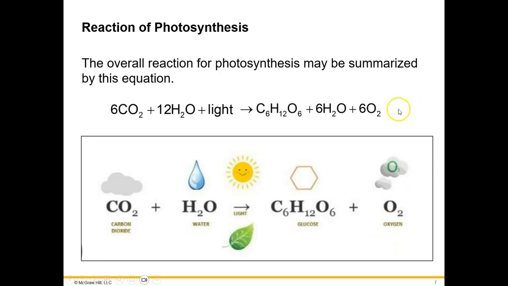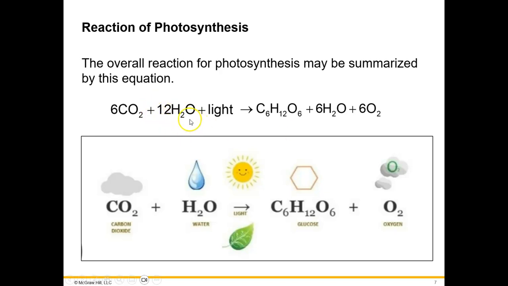But you might notice a difference when you compare it to this reaction from the book. And that's just because this water that we're showing on the product side isn't necessarily being made by this reaction. It's left over, so it's kind of waste.